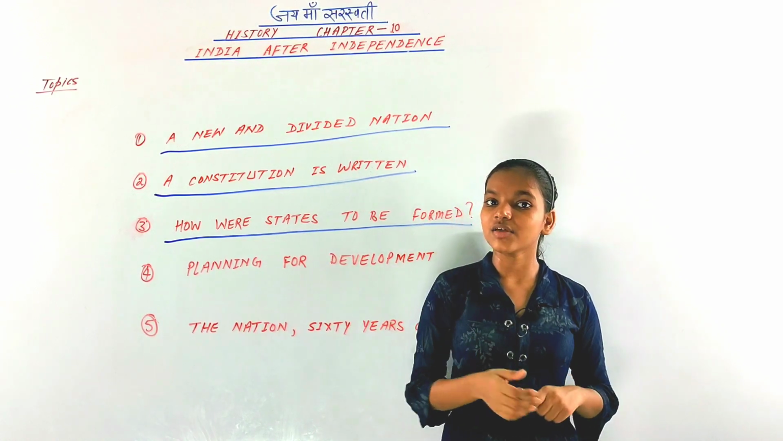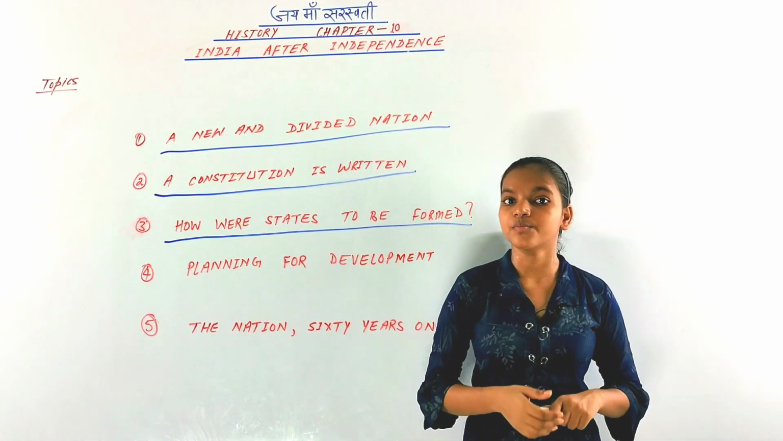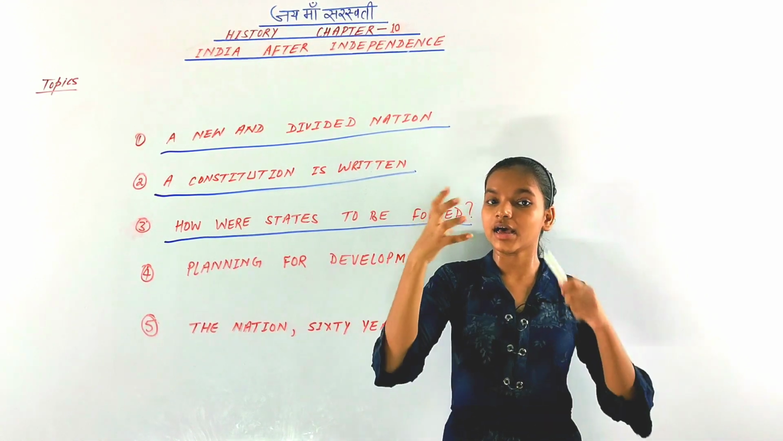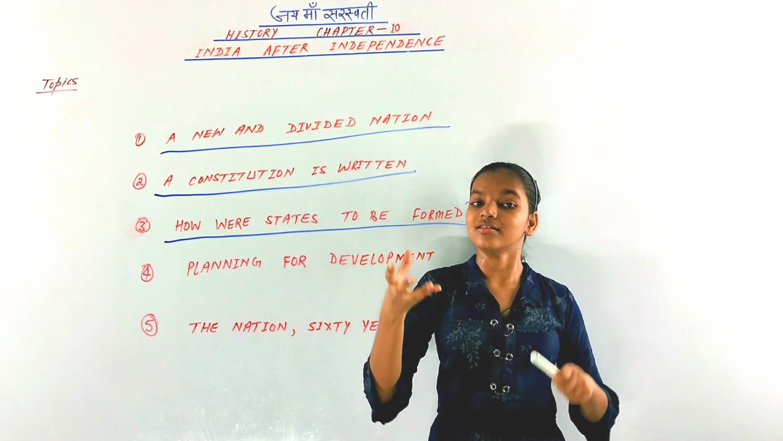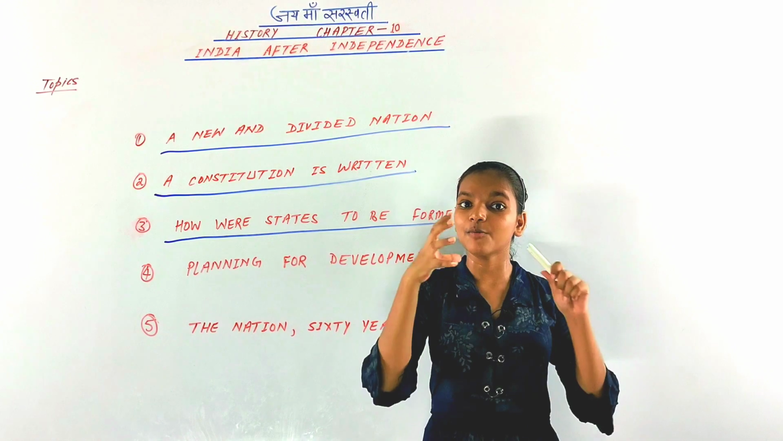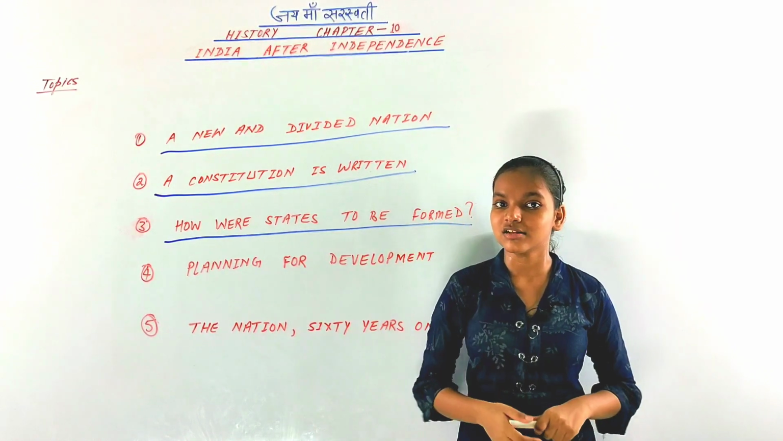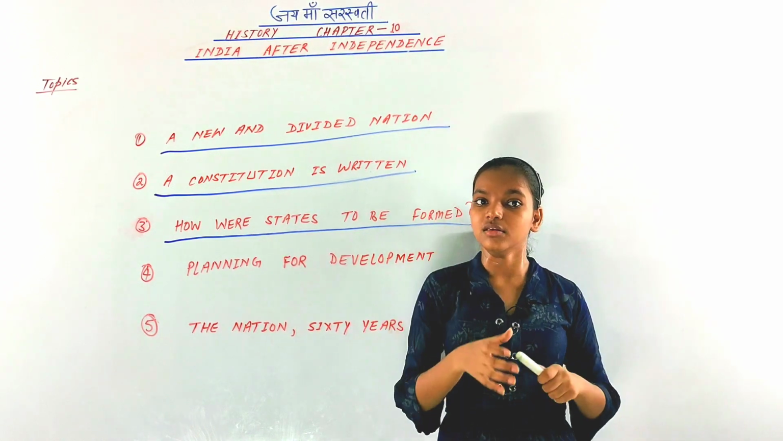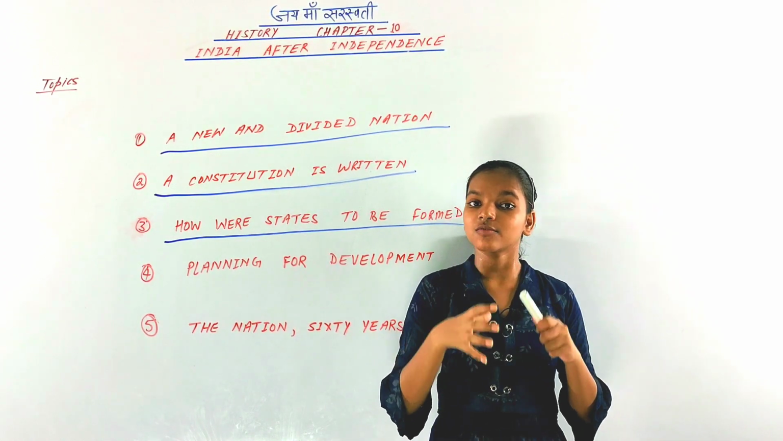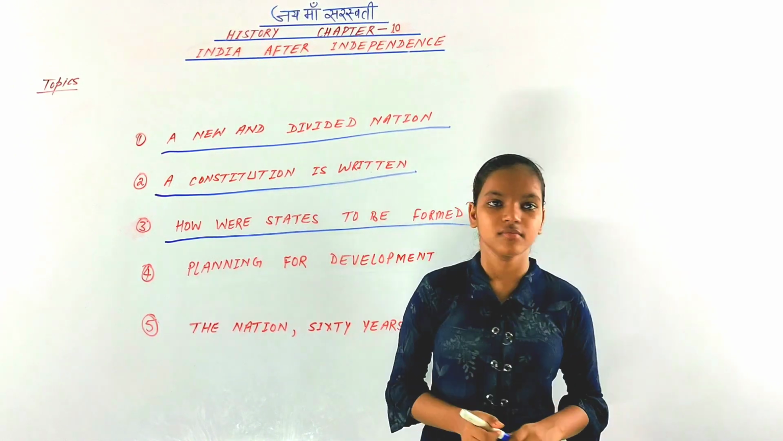In a similar way, in 1966, the areas of Punjab were partitioned into Punjab and Haryana. In the same way, the northern part of India as well as the southern part were being partitioned, and now we have our 28 states. So you can see that there were many problems over how the states were to be formed, and how the states were formed during that time.